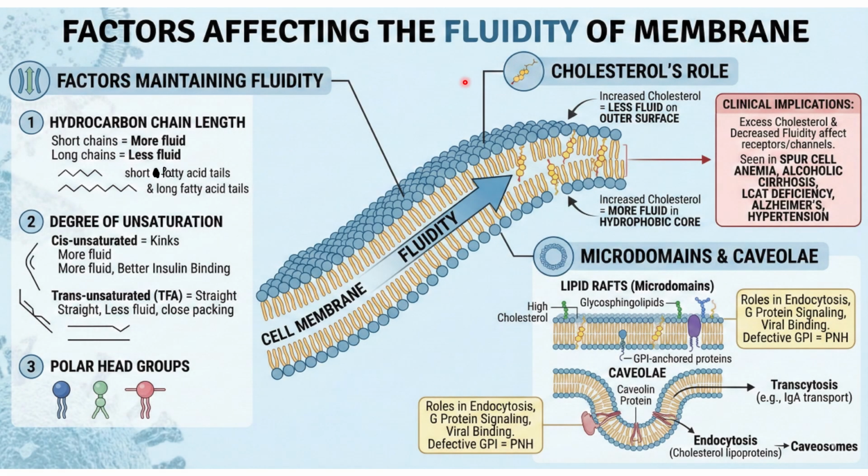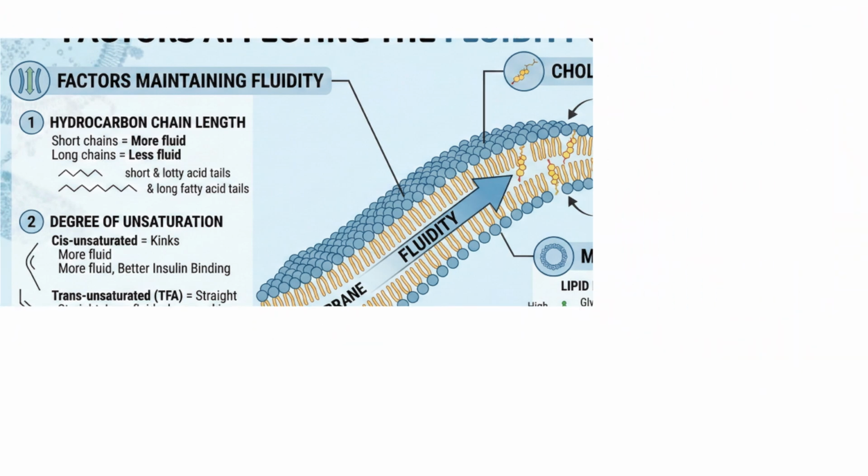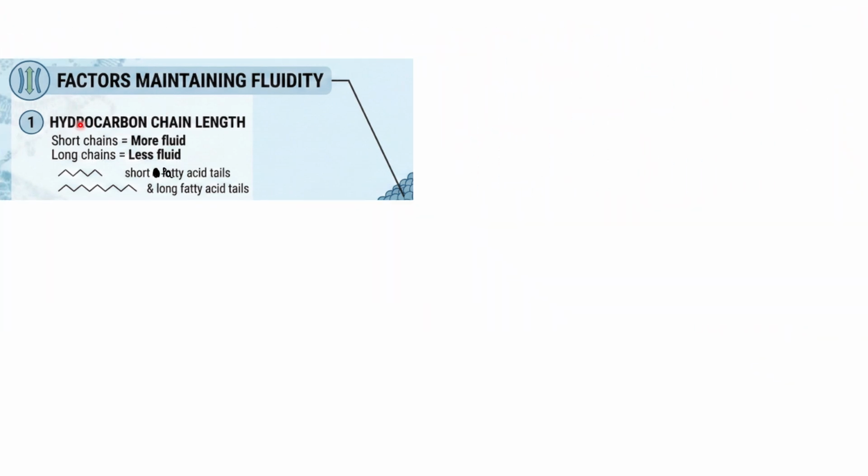Coming to the factors affecting the fluidity of the membrane. So what are the factors affecting the fluidity? The first one is the hydrocarbon chain length. If the hydrocarbon chain length is short, it is more fluid. That means more movement, more lateral movement is seen. If the hydrocarbon chain length is long, there is less fluidity, less movement is seen.